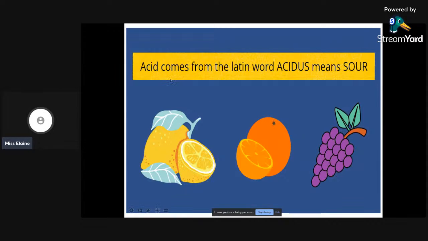Acid comes from the Latin word acidus, which means sour. One of the main properties of acids is that they all have a sour taste. That's why the more sour it is, the more acidic it is. We have here examples: lemon, oranges, and grapes. Actually, there are many more examples. In our synchronous class, I am going to ask you about those instances.